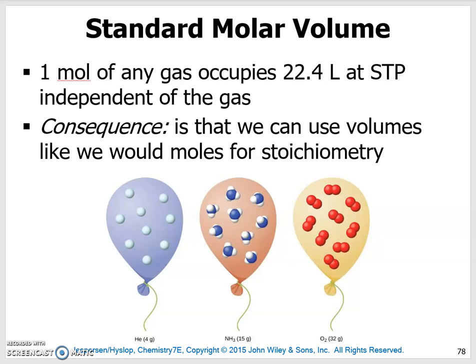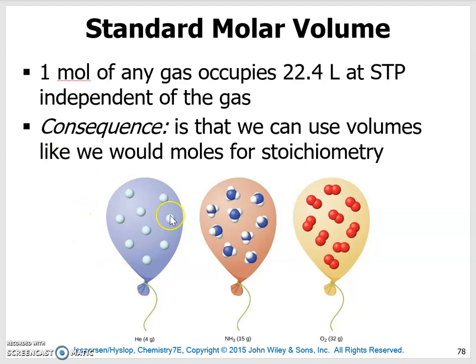So if we know that we're at STP, or if we know that we're at a constant temperature and pressure, we're able to use volumes in place of moles for stoichiometry, because what we're saying is that they're directly proportional. The other consequence of the molar volume is that it is true for any gas.